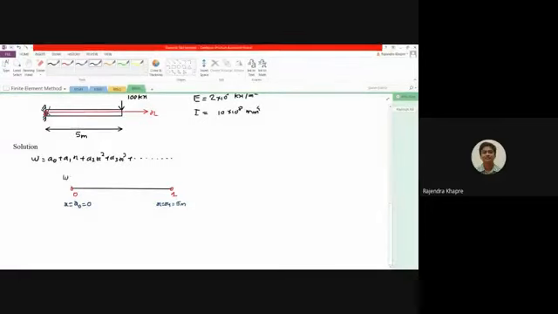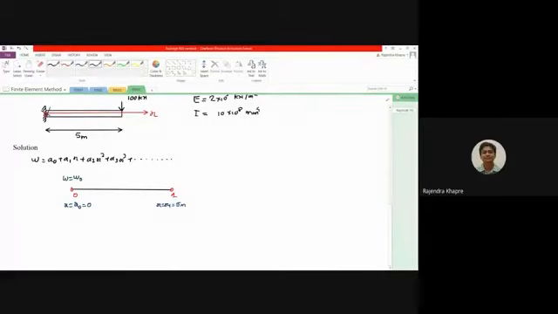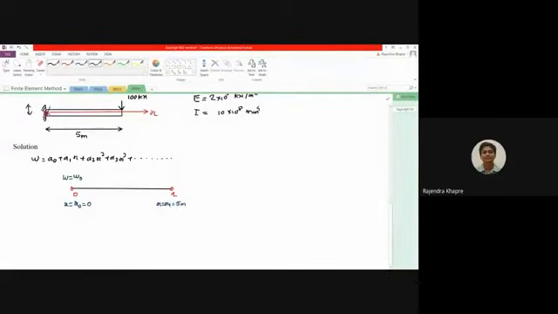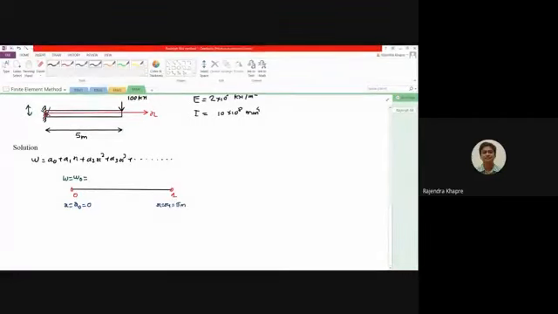Here w will be called w0. So w0 is nothing but the transverse deformation at that particular point. I am talking about the deformation in this direction. Since this is a fixed end, the value of w0 will be 0.